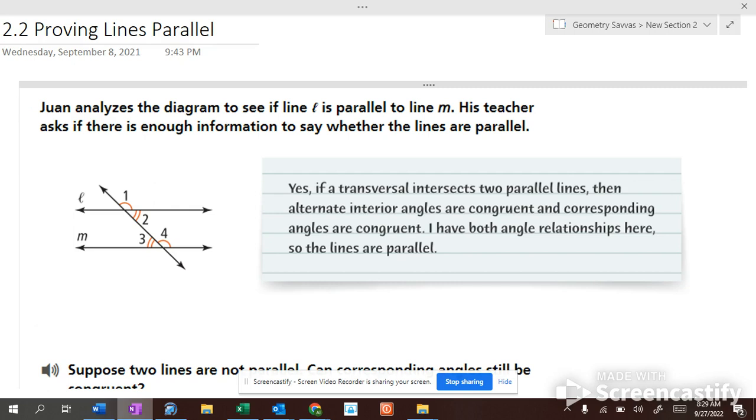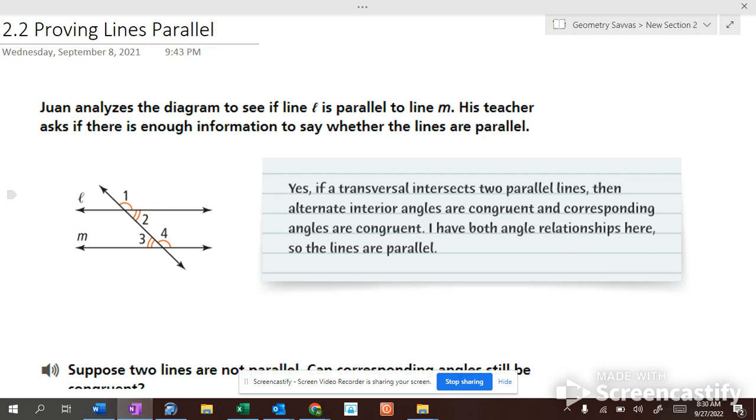So, what we learned last time is we were given parallel lines. And if we're given parallel lines, then the alternate interior angles are congruent, corresponding angles are congruent, alternate exterior angles are congruent, and the same side interior angles are supplementary. Okay? What we're going to do now is just the opposite of that.